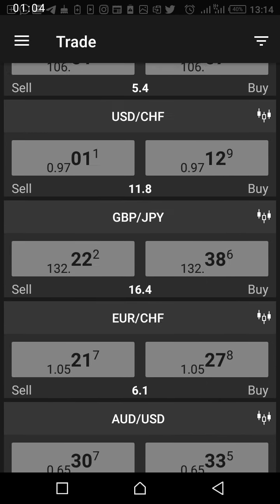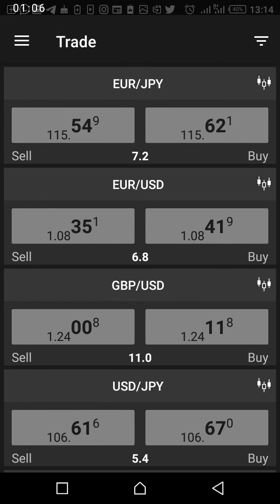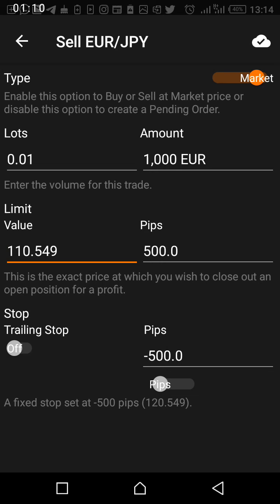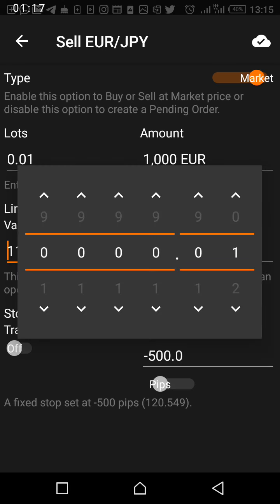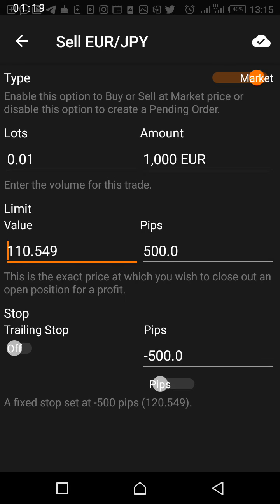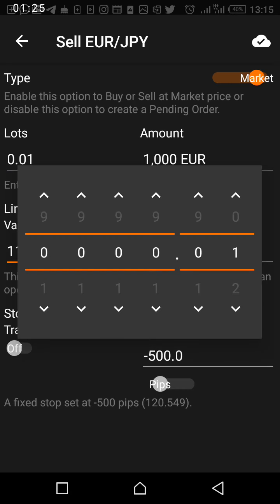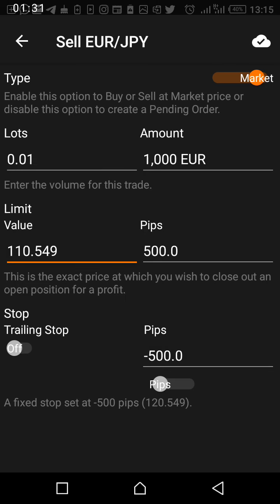You can execute your market options here. So you click sell. It takes you to where you can choose the amount of lot size you want to use. The lot size is equivalent to the unit. So say I put 0.1, that will be equal to 10,000 units.